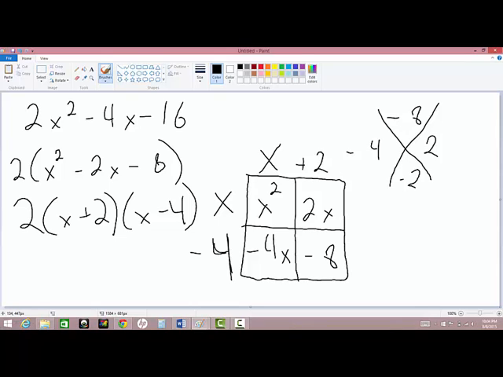So here are the examples that show how to factor a trinomial when the a value is not equal to 1. Alright, we'll be going over applications of this in class.